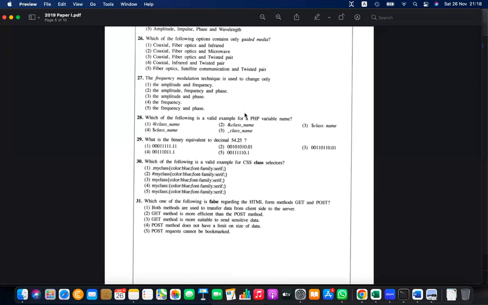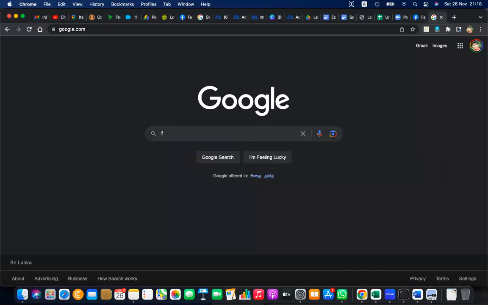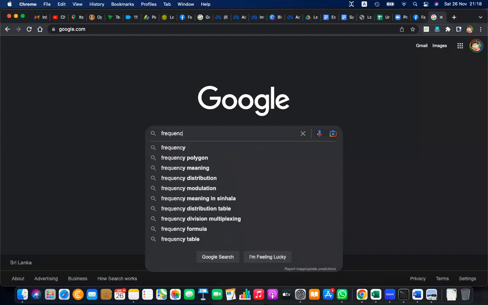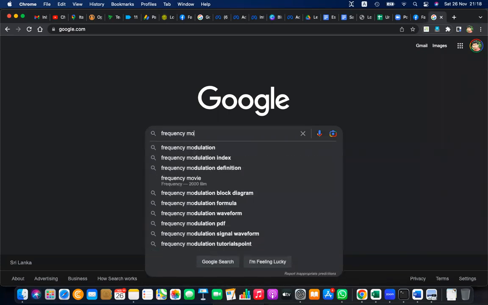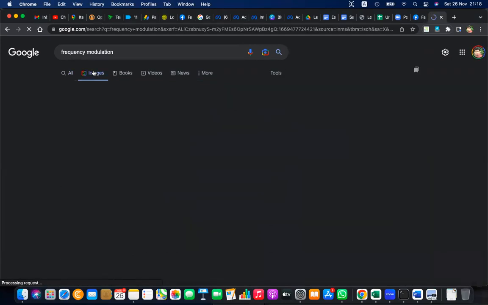27, the frequency modulation technique used changes only the frequency, right? So frequency modulation is changing the frequency. That is why it is FM, frequency modulation. Actually, modulation happens when you modulate an analog signal with a high power analog signal. In frequency modulation, we are using a powerful frequency to transmit a weak frequency. So how does this happen? Can you see this?